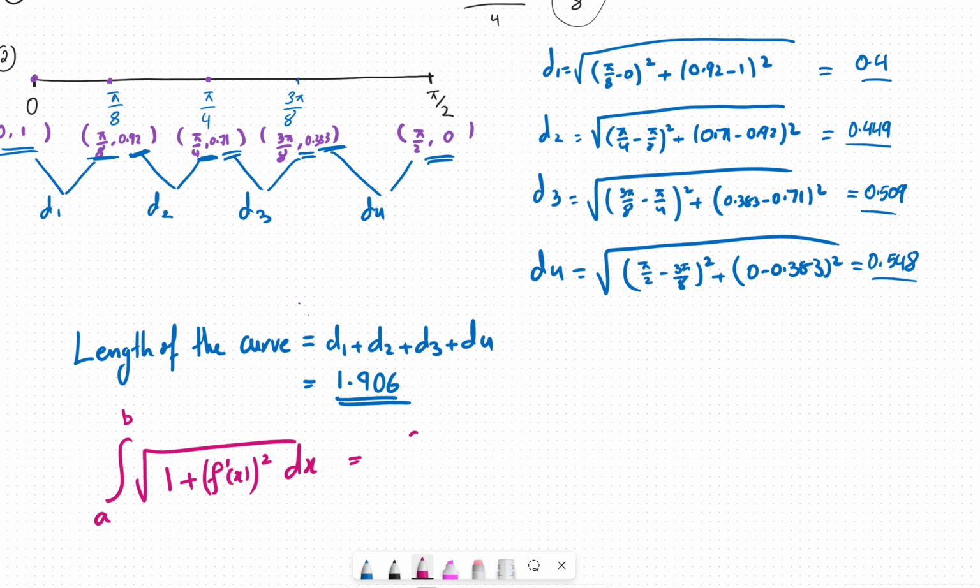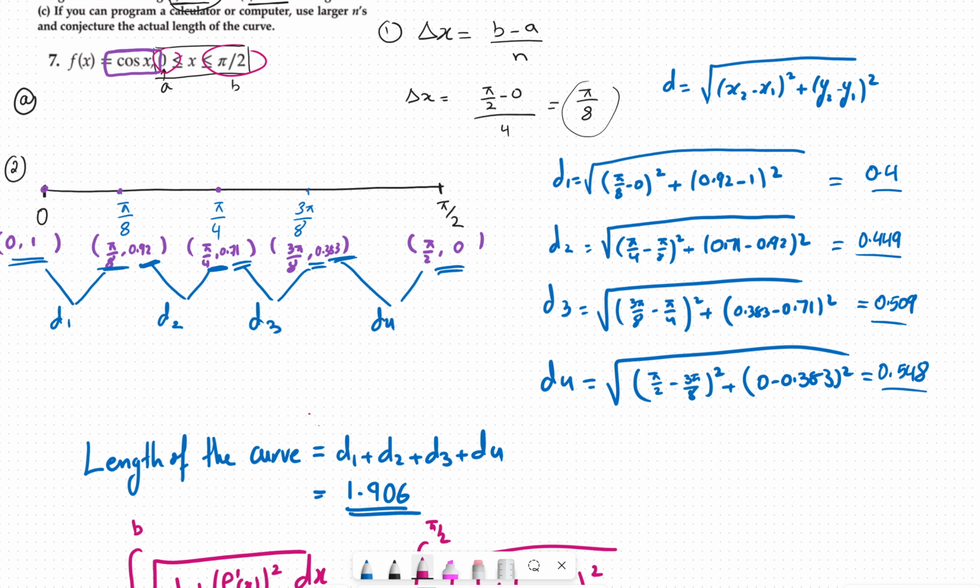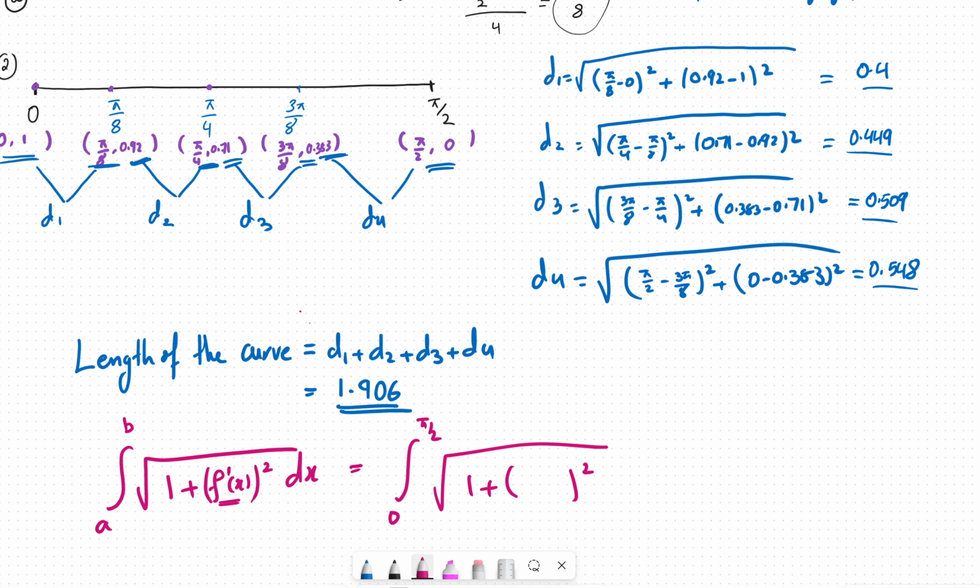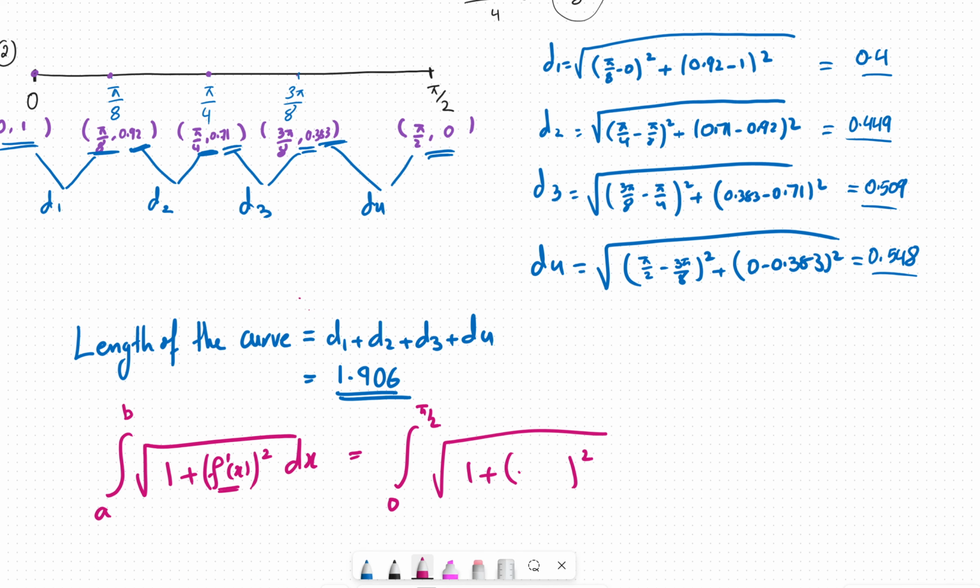So I will say integral from 0 to pi over 2 square root of 1 plus f prime. F prime is the derivative. So you need to differentiate the given function. The given function is cosine. Now, of course, we know from our derivative rules, the derivative of cosine is minus sine. So I will put here minus sine x.